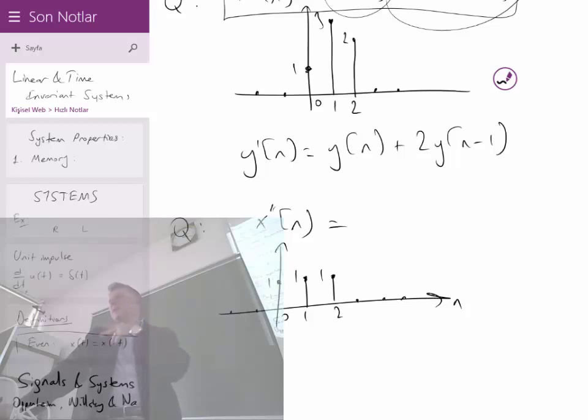Okay, a different one. Now, what is x prime of n in terms of x of n? Any suggestions? What is x prime of n in terms of your known signal x of n?